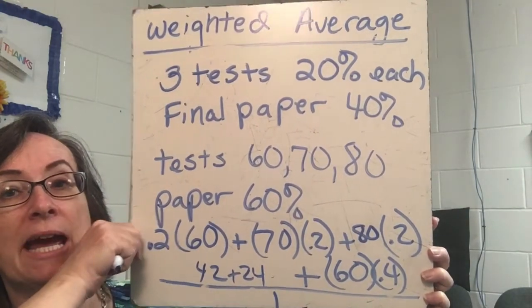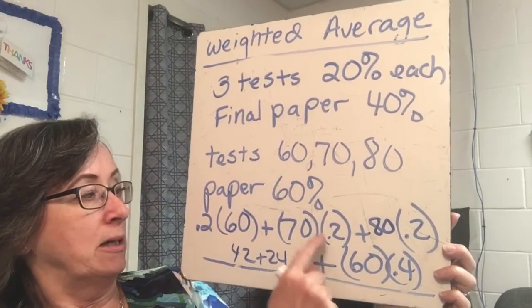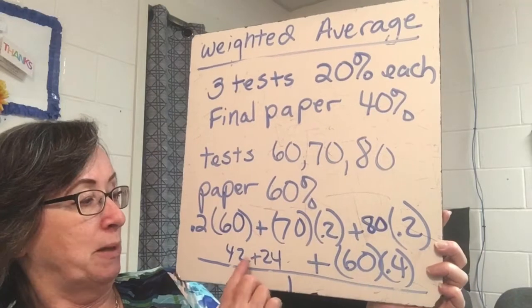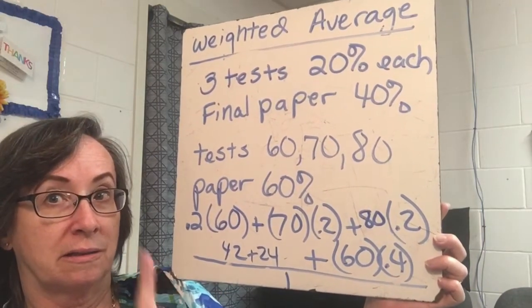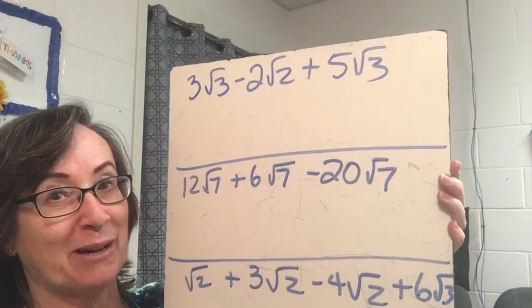Hopefully you understand why we got a 1 in the denominator. Because when I add up 0.2 plus 0.2 plus 0.2 plus 0.4, I get 1. These are your practice problems already.